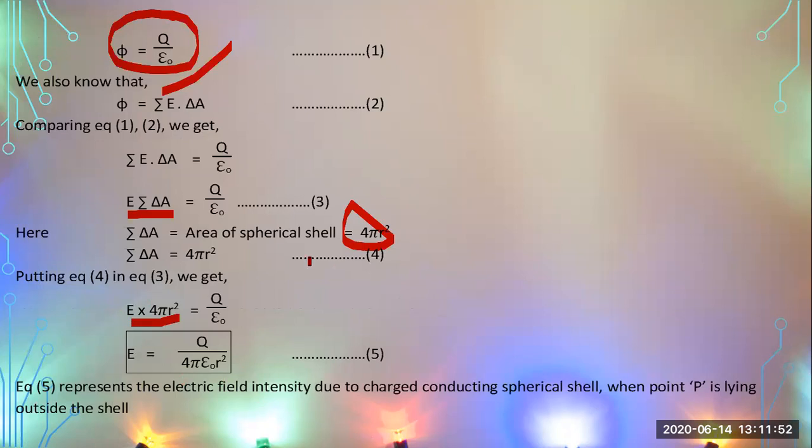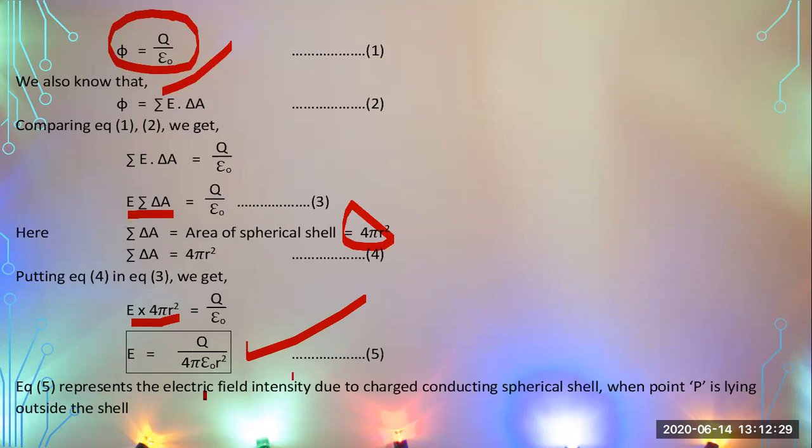From where did it come? You have used the formula to calculate the area of a spherical surface. You have used Gauss's law because it's a closed surface, and whenever it's a closed surface, you use this formula to calculate electric flux through a closed Gaussian surface. So after putting in values, you get the electric field intensity at the surface of the sphere, whose radius is r.